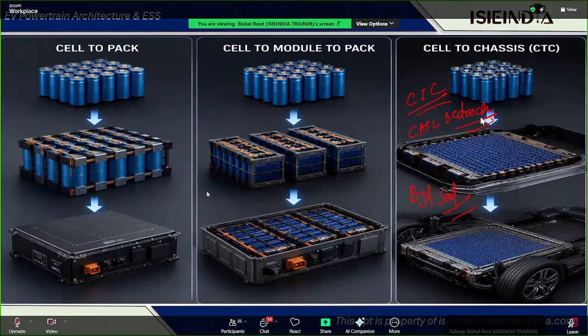But racing students or racing teams cannot go for this cell to chassis because every time you require a repair if you are running your vehicle at very, very high speed. So repairability will again be a concern if you're going to use cell to chassis, and if your chassis is damaged somehow, you need to replace the complete pack, right? Then quick replacement won't be happening in case of racing.